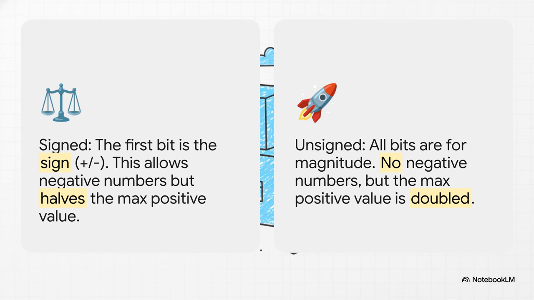On one hand, we have unsigned types. Here, every single bit is used to represent the size of the number. This gives you the biggest possible positive value, but no negatives allowed. On the other hand, we have signed types. For these, I do something clever. I reserve the very first bit to act as a signpost. It tells me if the number is positive or negative. This lets you represent the negatives, but here's the trade-off. You just cut your maximum positive range in half.